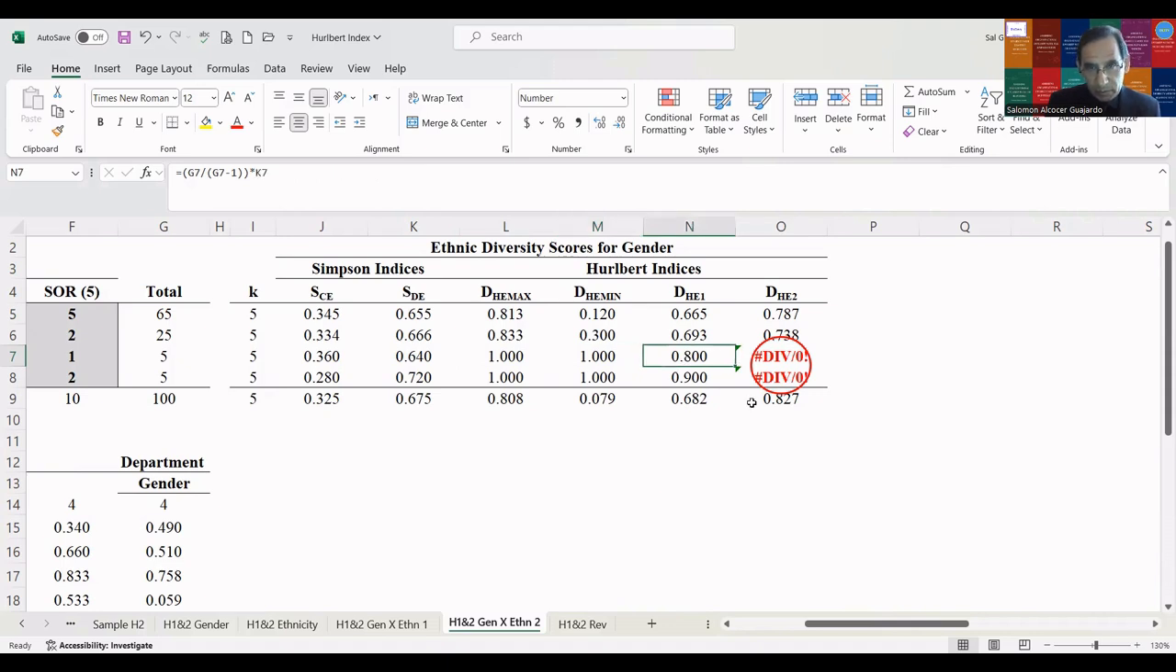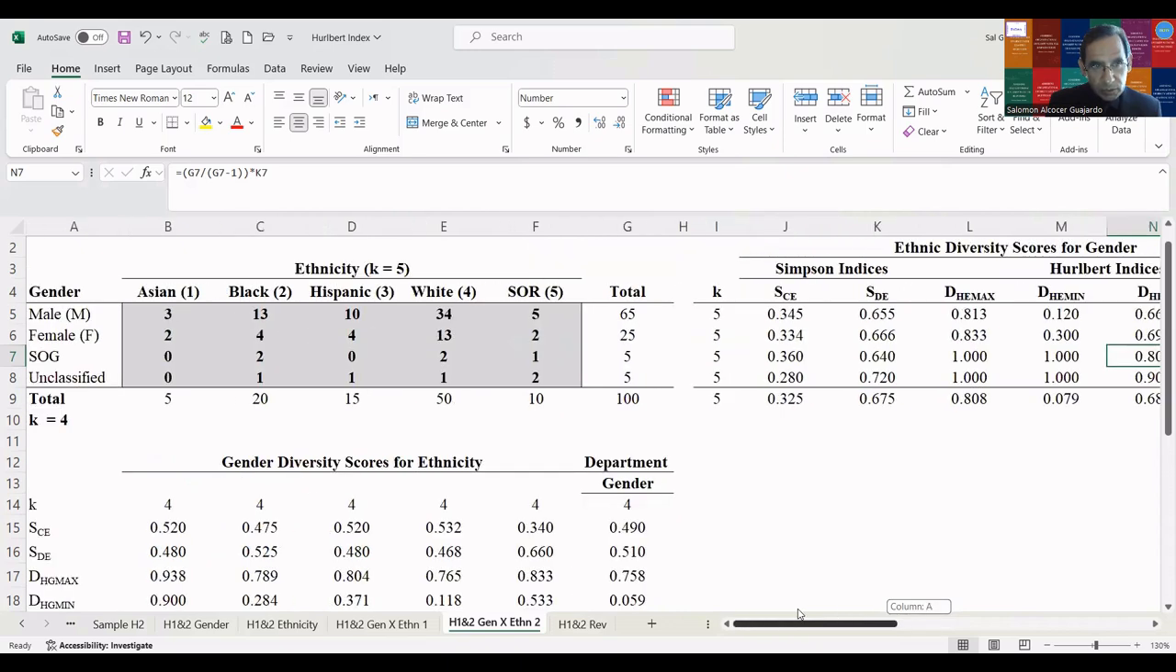So when you subtract the minimum from the diversity score for some other gender by race, you get a Hurlbert diversity score of 0.80. So when you subtract the minimum score of 1 from the 0.80, you get a negative value. You get a 0 when you subtract the minimum value from the maximum value, so you get an undefined Hurlbert relative score for some other gender and unclassified.